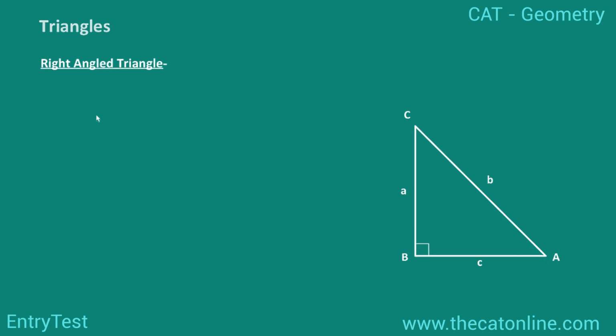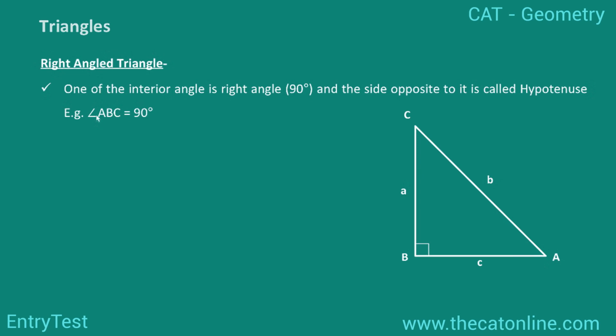Moving further, we'll talk about right angle triangle. A triangle with an interior angle equal to 90 degree is known as a right angle triangle. So one of the interior angles is 90, and the side opposite to this 90 degree angle is known as hypotenuse. So this side is known as hypotenuse.